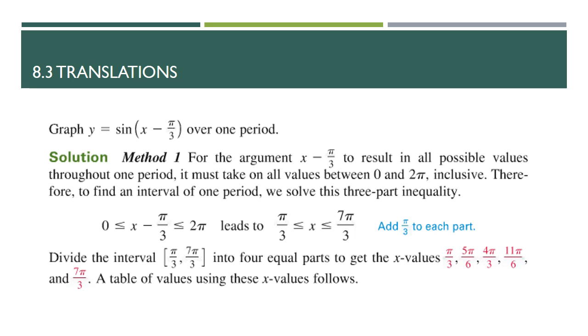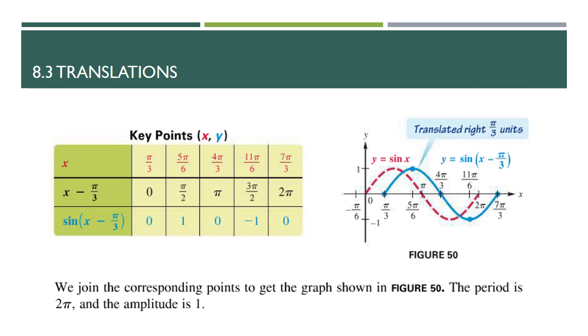Add pi over 3 to all parts, and we get that 1 period is going to go from pi over 3 to 7 pi over 3. So we're going to make pi over 3 our starting point and 7 pi over 3 our ending point. We're going to divide the interval in between into 4 equal parts and find those values. And then we're going to find the y values when x achieves those key points. Putting them into the equation, we find out where it's 0, 1, -1, and 0. And then here you see the original graph of y equals sine x and the translated graph.